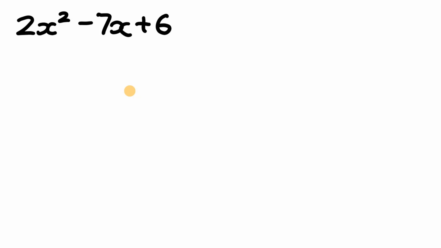Okay, so here's a different example where we have 2x squared minus 7x plus 6. And this one is a bit different because the coefficient of x squared is no longer 1, it's now 2. And this makes it a tiny bit more complicated, okay? So we need to find two numbers that multiply together to give ac. So a is 2 and c is 6, so 2 times 6 is 12, and they need to add together to give minus 7. So we need to find two numbers that multiply together to give 12 and add together to give minus 7.